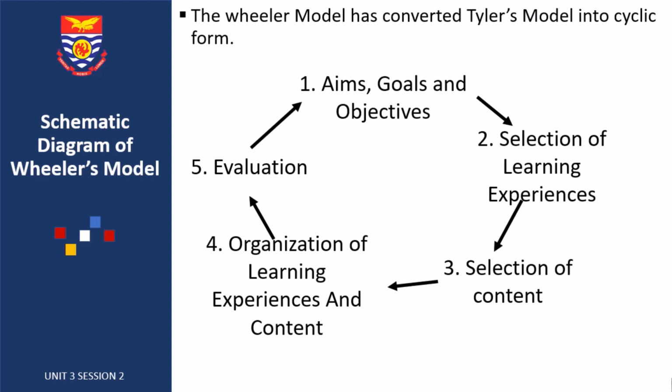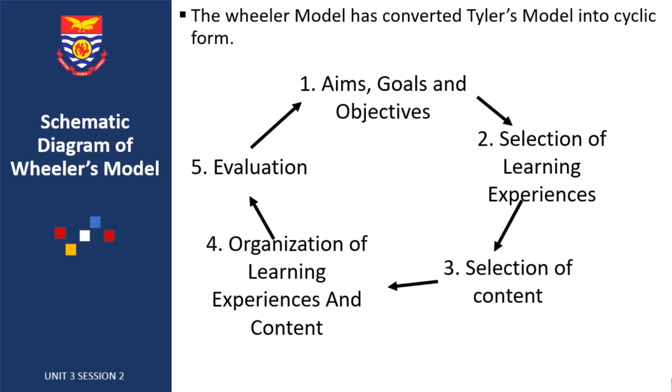So looking at this, it means at every point we can start the process from every stage. We can just start from selection of learning experiences and continue from there. We can begin with evaluation. We can begin with organization of learning experiences and the content. So because of its cyclic model, this model is continuous in nature, and because of its continuous nature, we can start the process from every phase or every component of this phase.